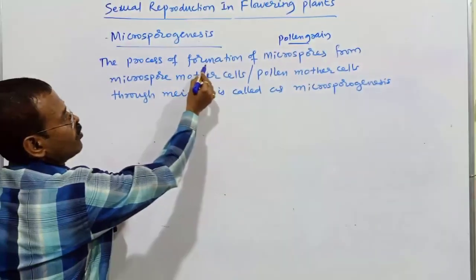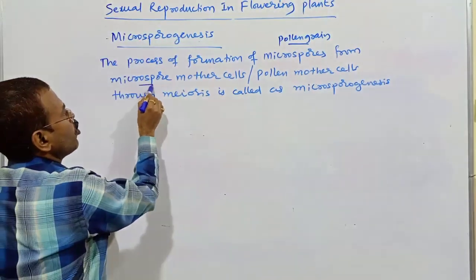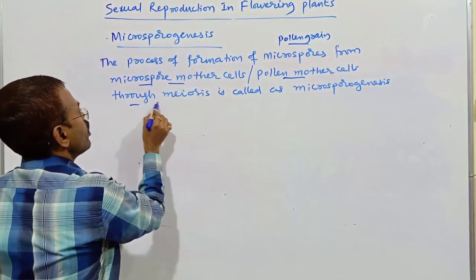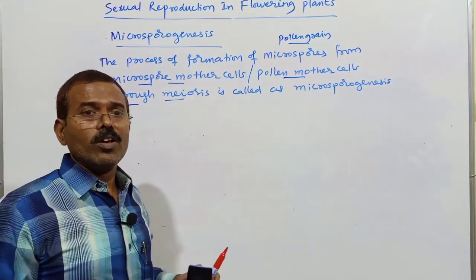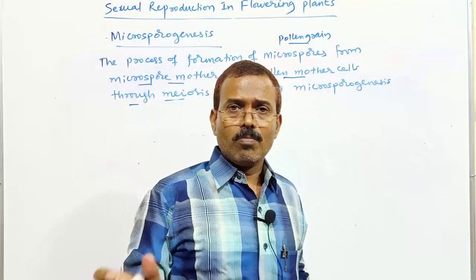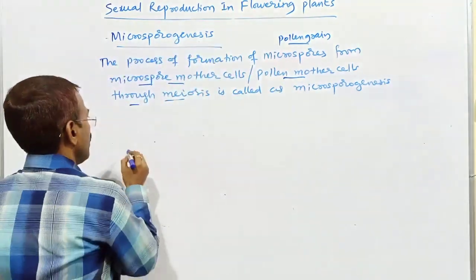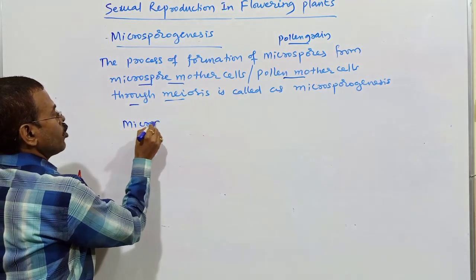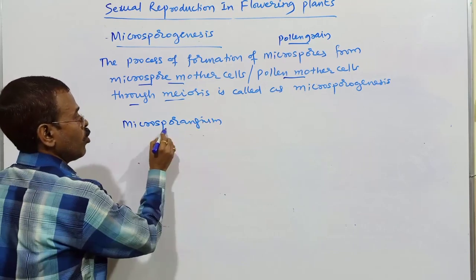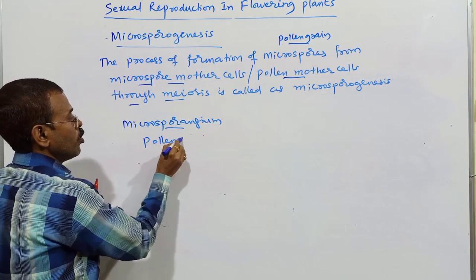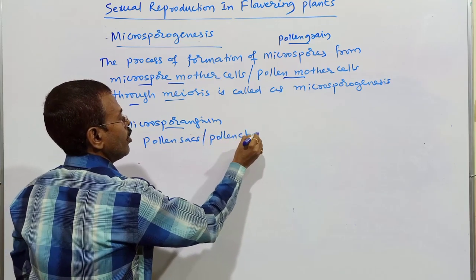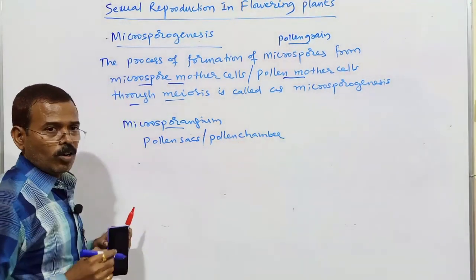Okay, so the process of formation of microspores from microspore mother cells or pollen mother cells through meiosis is called microsporogenesis. So microspores or pollen grains are formed mainly through this process. Microsporogenesis occurs mainly in microsporangium, or what we call pollen sacs or pollen chamber.